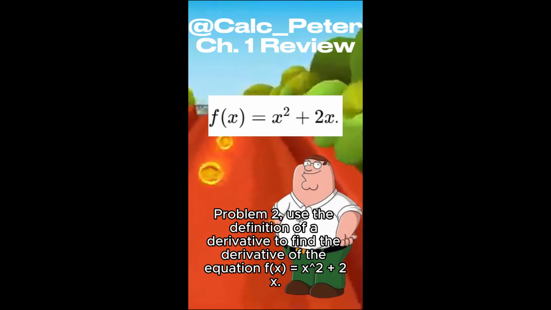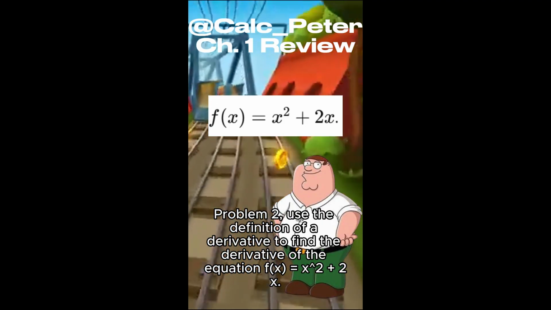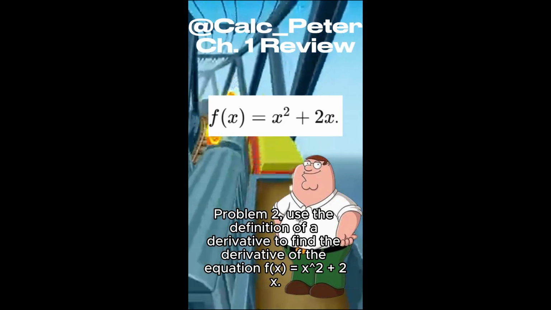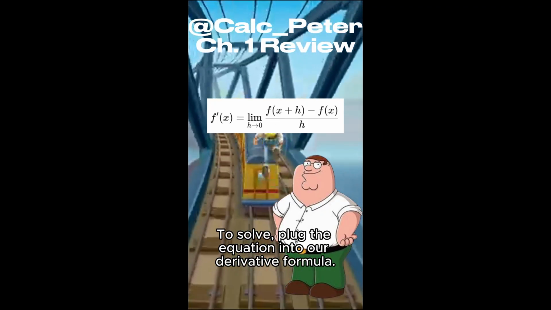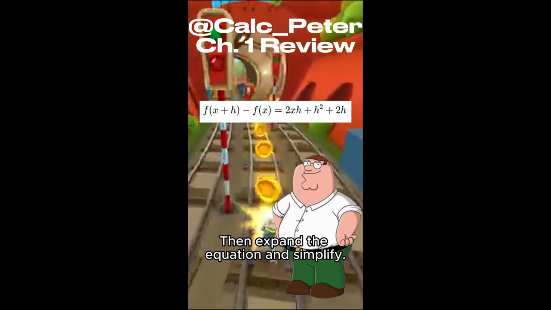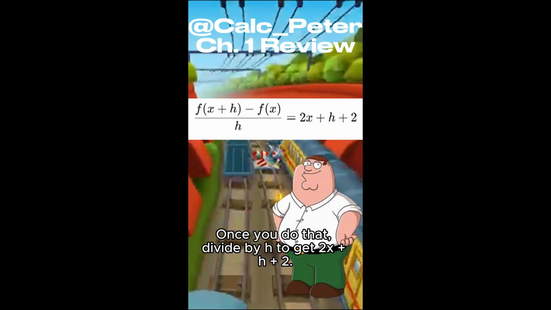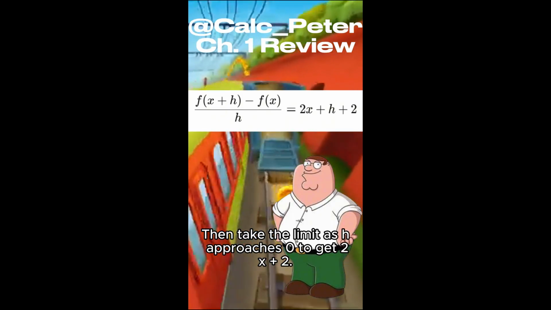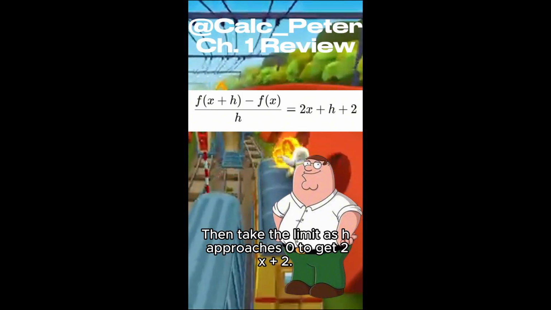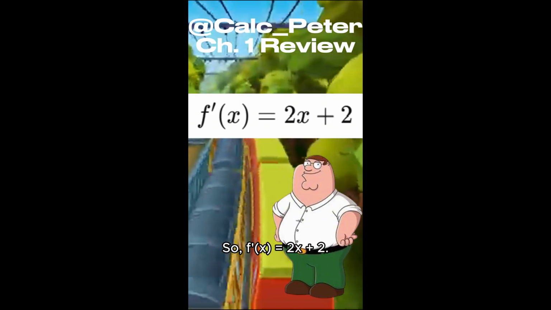Problem 2: use the definition of a derivative to find the derivative of the equation f(x) equals x squared plus 2x. To solve, plug the equation into our derivative formula. Then, expand the equation and simplify. Once you do that, divide by h to get 2x plus h plus 2. Then take the limit as h approaches 0 to get 2x plus 2. So f prime of x equals 2x plus 2.